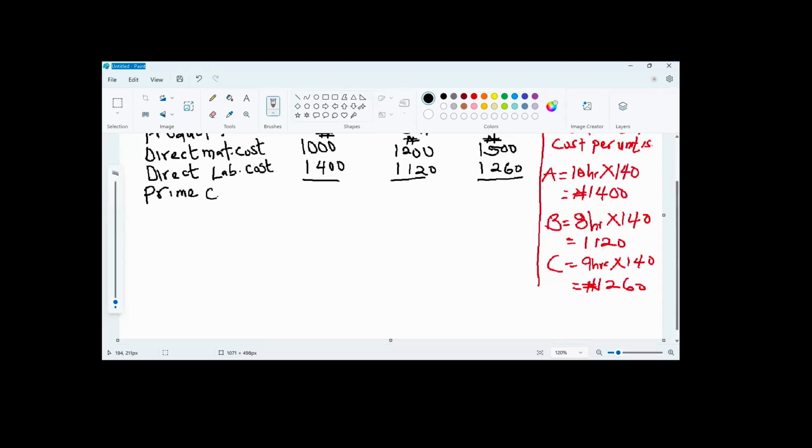Prime cost. This is 2,400. This is 2,320. This is 2,760. Now introduce your overhead. Overhead cost is the indirect cost.